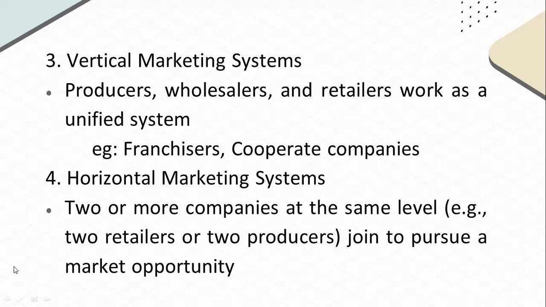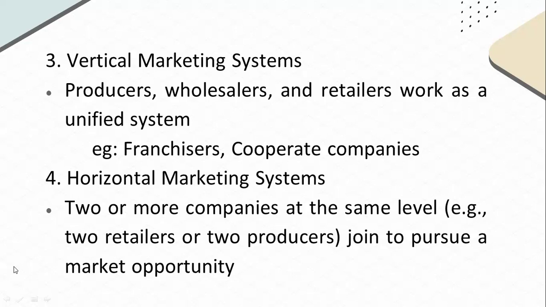So these are some examples for the franchises and corporate companies, the private limited companies, right? So what is happening is, usually the product flows through the system with the producers, wholesalers, and retailers, right? This is the vertical marketing system.